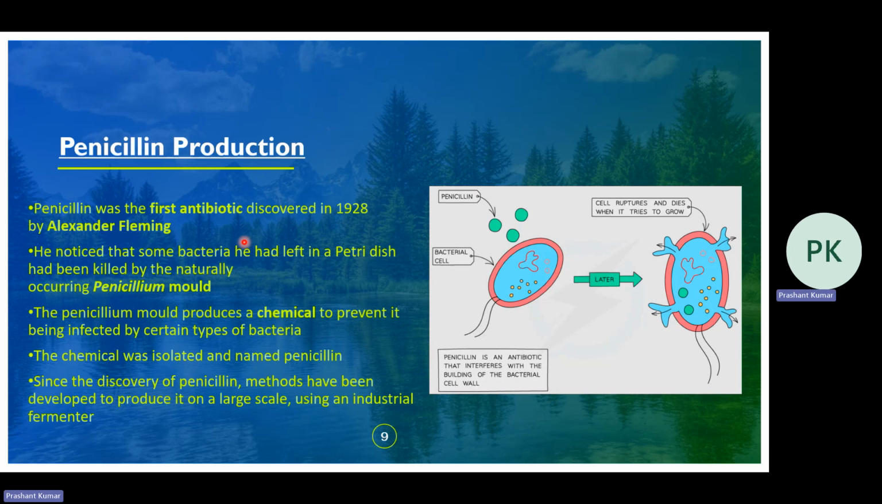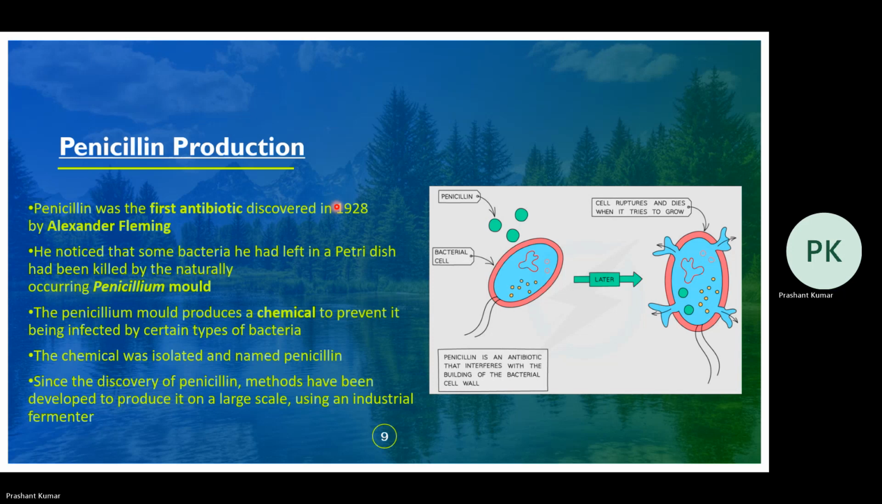Penicillin production. This is the first antibiotic, discovered by Alexander Fleming in 1928. He noticed that the bacteria he had grown, left in the petri plate, had been naturally killed by penicillium mold. The penicillium mold produces a chemical that prevents infection, right? The chemical was first isolated, later purified, and then named penicillin.